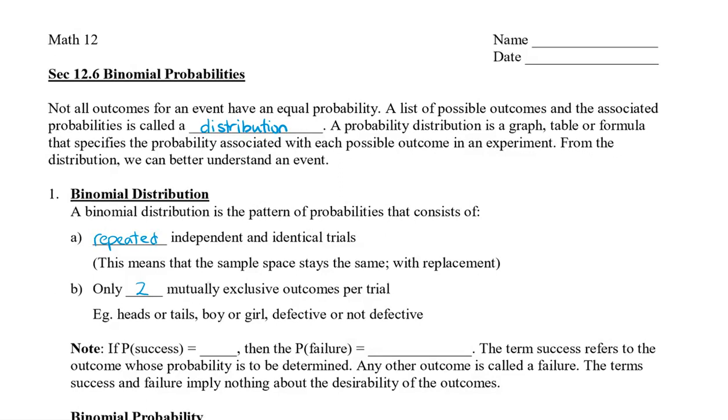Now, these values don't always have to be the same. If we say that the probability of success is P, then the probability of the failure, or the thing that we're not looking for, is going to equal Q, which equals 1 minus P. The term success refers to the outcome whose probability is to be determined. Any other outcome is called a failure. The terms success and failure imply nothing about the desirability of the outcomes.